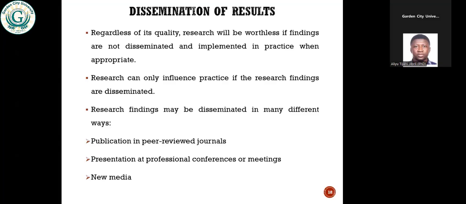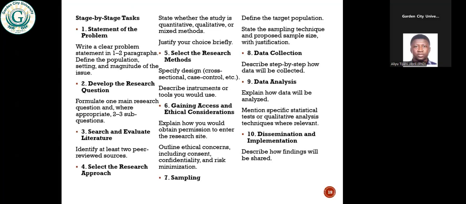Okay, so in the next slide, we are going to have an exercise. In this exercise, we are going to have a hypothetical issue. And based on that hypothetical issue, we are going to go through the 10 stages of the research process. And here I have listed all the 10 stages to make it much easier and to show what is expected of each one of us to do.